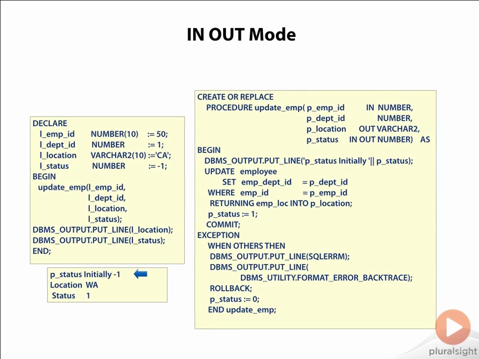Running this block will give us a result of pStatus initially -1, lLocation with return value of WA, and lStatus with a return value of 1. So this way we are returning back values using a procedure. We cannot pass a literal value of -1 for pStatus parameter as we need a variable to hold the return value.